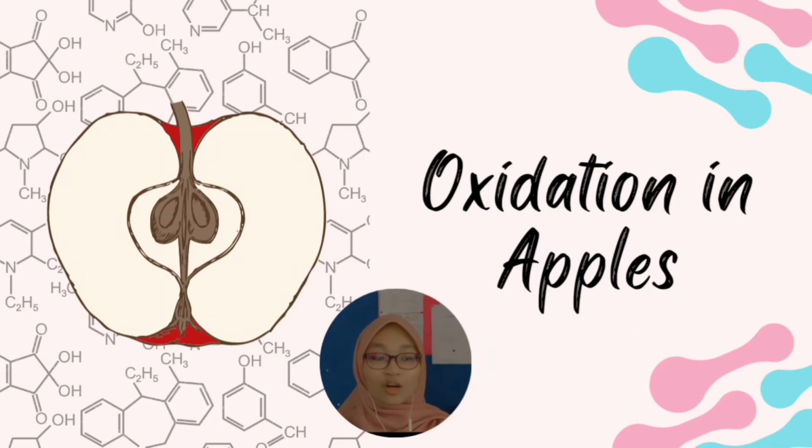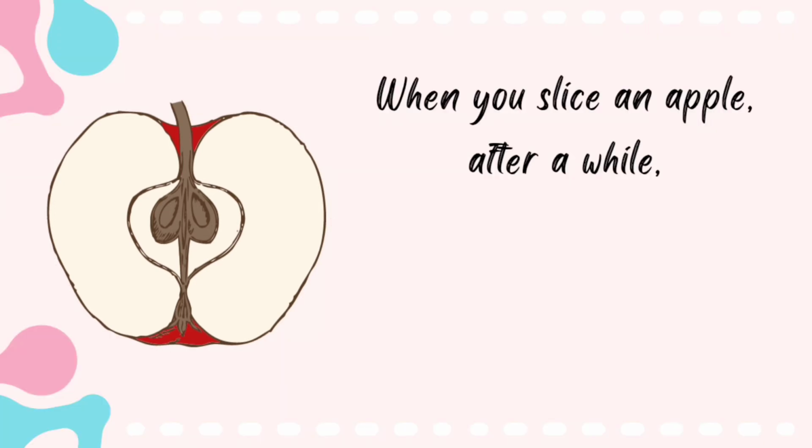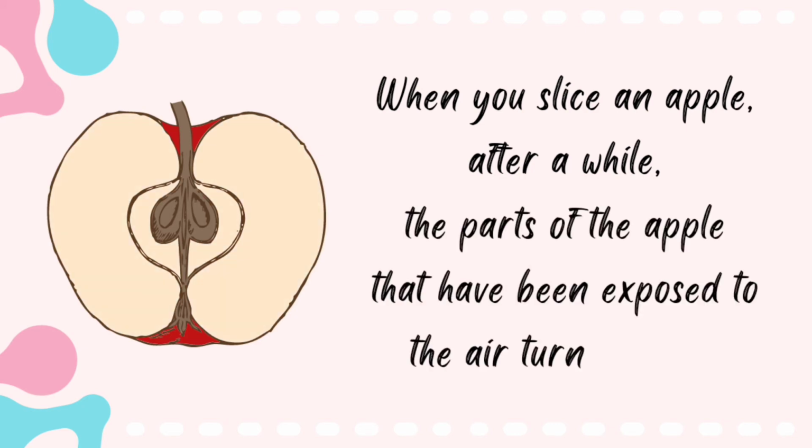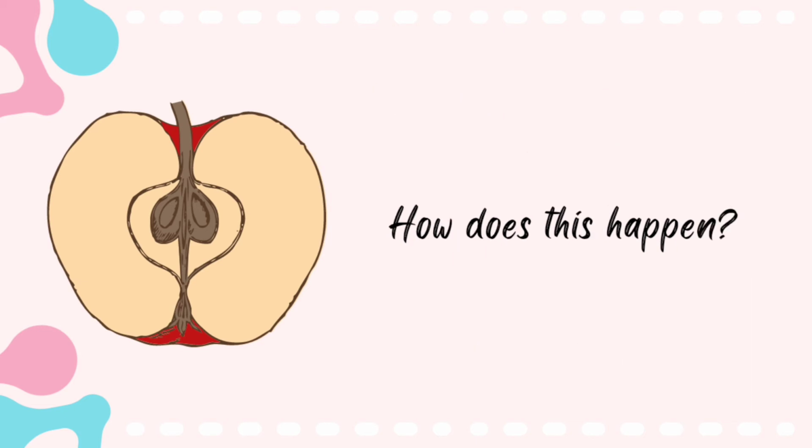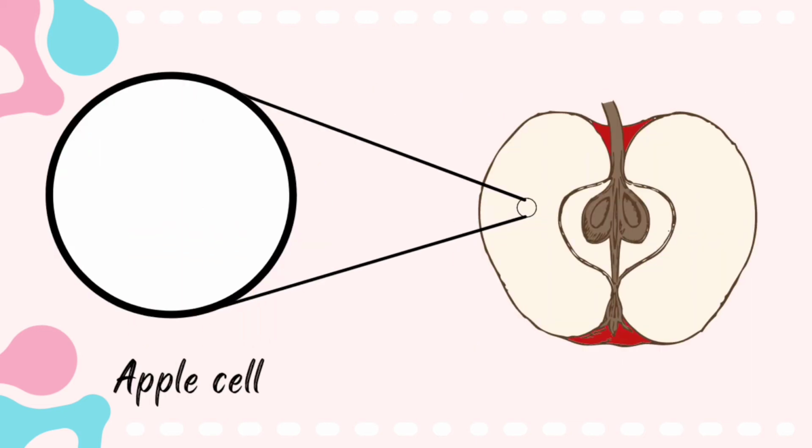Okay, now I will talk about my daily activities that are related to chemistry, which is oxidation in apples. Have you ever thought about why, when you slice an apple, after a while the parts of the apple that have been exposed to the air turn brown? How does this happen? To find out, we need to look inside the apple cells.